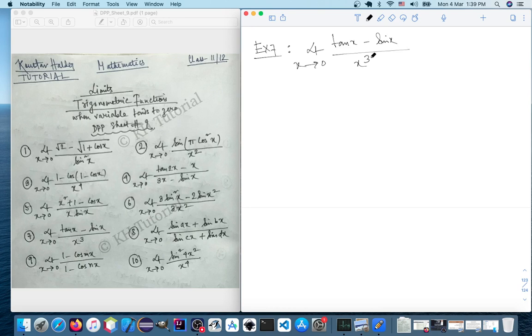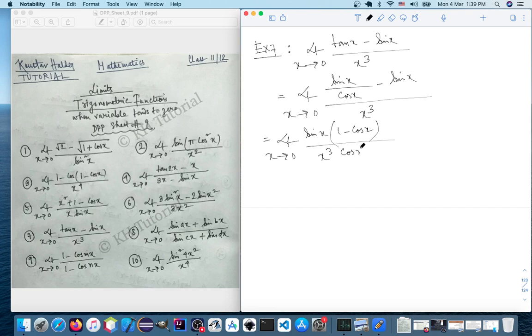That won't help. We have to simplify the tan x minus sin x trigonometrically. So it's better we write it as sin x by cos x minus sin x divided by x cube, and this becomes, if we take sin x common, we get 1 minus cos x divided by x cube and cos x. Cos x won't create a problem because at x tending to 0, cos x is 1.